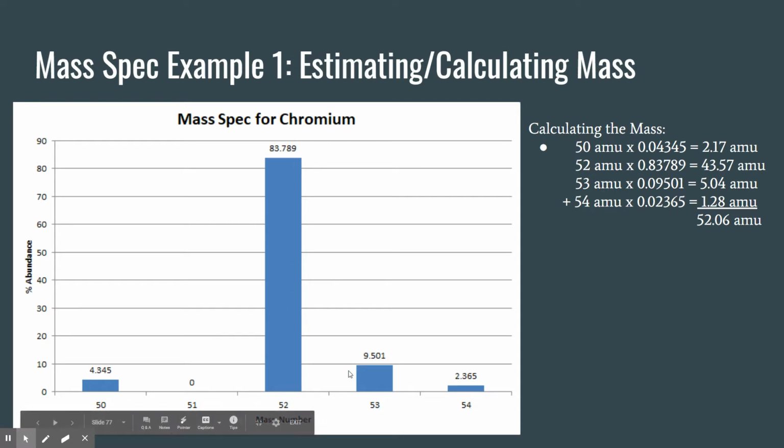The fact that this giant peak at 52 is there, I can estimate that it's going to be around 52, especially because the other peaks are going to cancel each other out, right? I have one at 50, which is 2 away from 52, and one at 54. These two are almost going to cancel each other out, because I have 4% on this side, 2% on this side. It's going to come back at 52, a little bit closer to 51, but that's fine. All right, so that is how we're going to look at these mass spectrums.